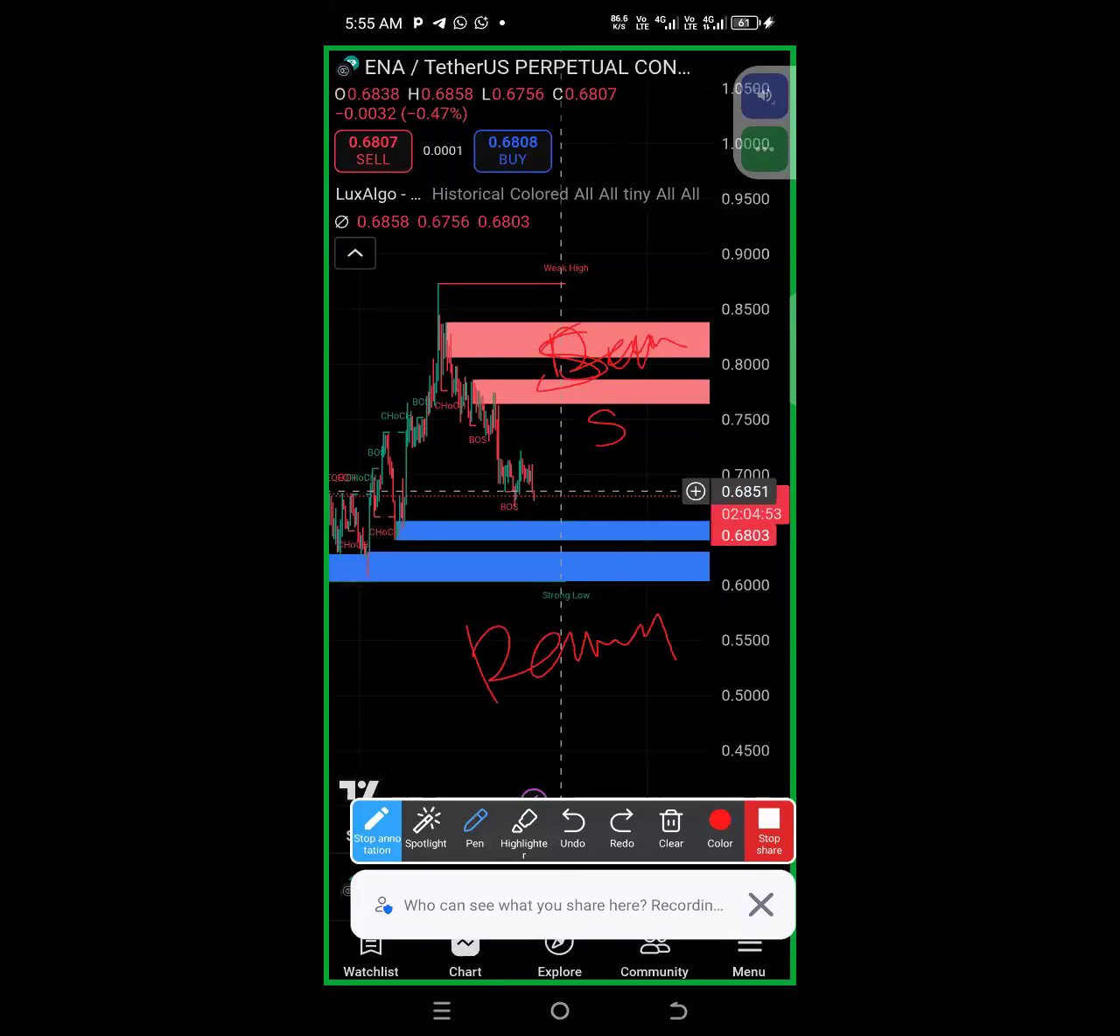We just consider within the zone where liquidity exists. So either we are going to make entries.